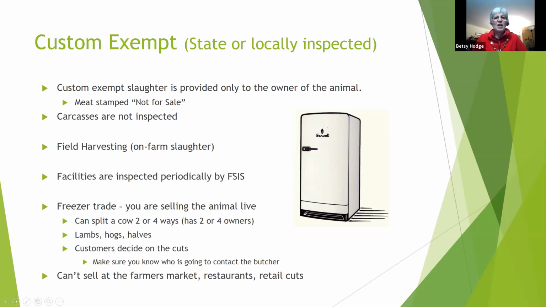Custom exempt slaughter is provided only to the owner of the animal. And this is the most important thing: the meat is stamped "not for sale." So you can't have something slaughtered and then sell the meat. You have to sell the animal to somebody.